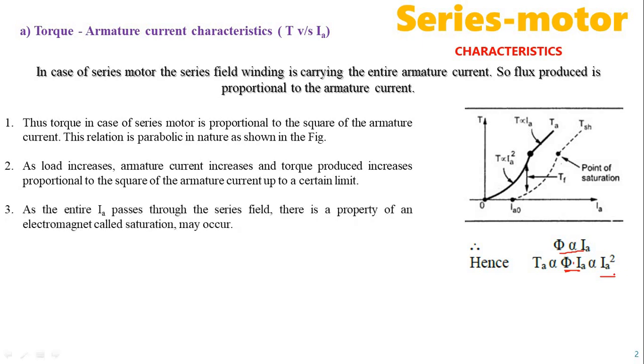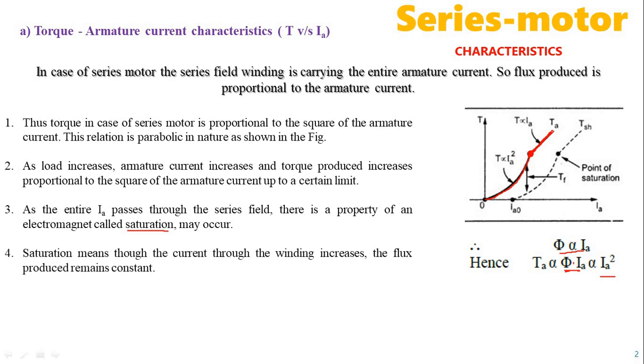As the entire Ia passes through the series field, there is a property of an electromagnet called saturation. So you can see here, initially the torque is directly proportional to Ia square. If the armature current increases, torque is going to increase till it reaches saturation. There is a point of saturation. Once it reaches the point of saturation, flux becomes constant, so the torque is directly proportional to armature current. So it produces a straight line from the saturation.